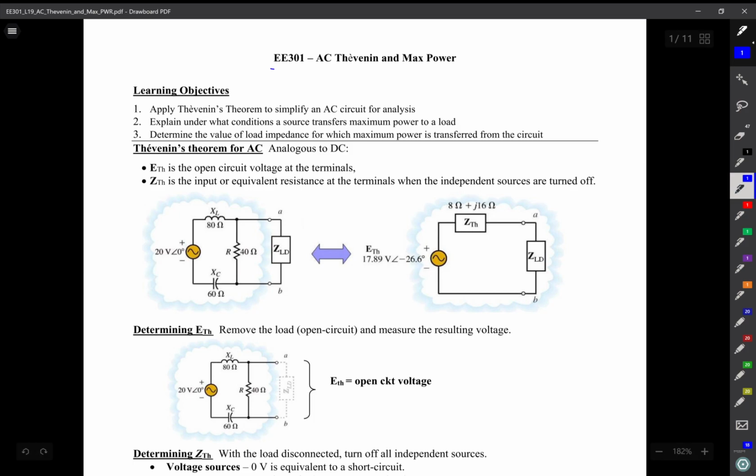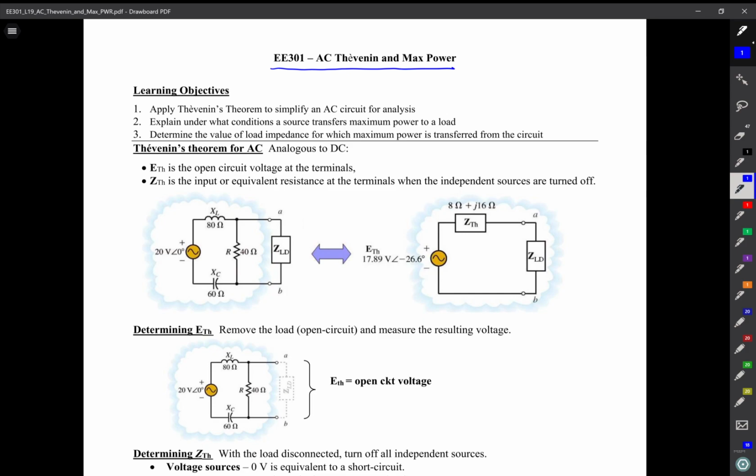Today's topic is AC Thevenin and max power. And recall that the same physical laws that govern voltages and currents in a DC circuit apply to AC circuits as well: Kirchhoff's current law, Kirchhoff's voltage law, Ohm's law, and the law of conservation of energy. So practically speaking, what this means is that if we transform our AC circuit sources into phasors and our resistors, inductors, and capacitors into impedances, then all our tricks to solve circuits will apply.